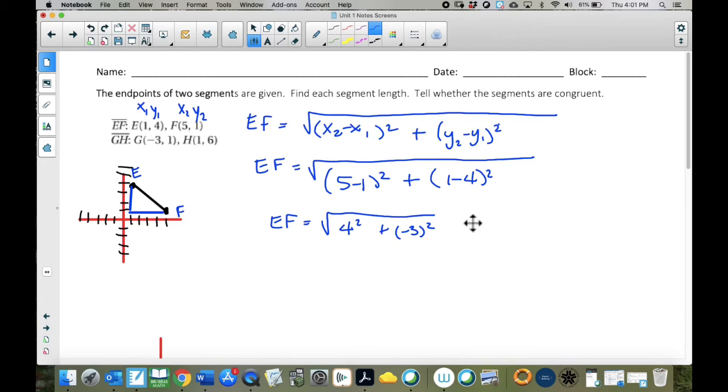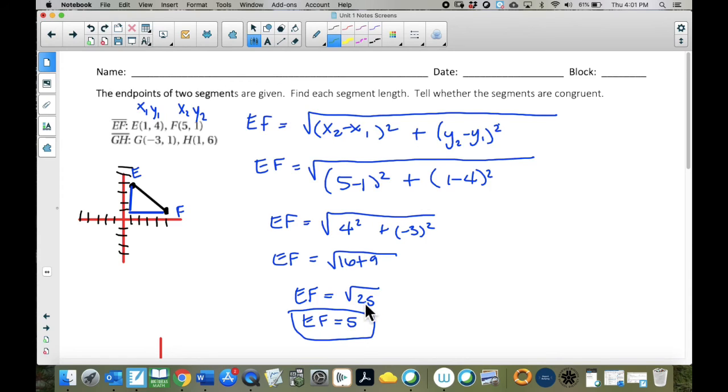Now I need to get my calculator. And one thing is I put my negative in parentheses. That's always a good idea so that you don't lose that negative sign, or you don't keep it if you're not supposed to. Because when I square this, this means negative 3 times negative 3, and negative 3 times negative 3 is a positive 9. So I get EF is 16 plus 9, which actually is what we just had a second ago. That's the square root of 25. So the answer is EF is 5 units long.